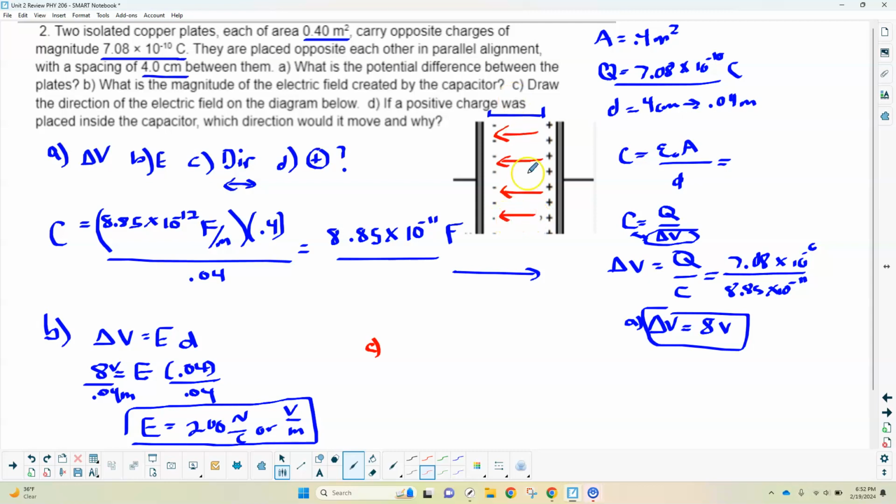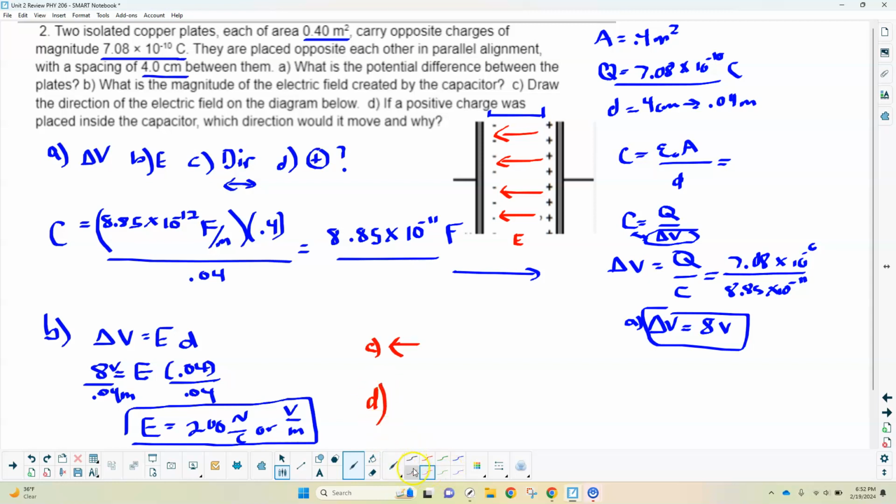So they should be equally spaced because it's a uniform electric field. So those lines is what you would draw in if this was your question. So it's going to the left. They're going to the left. Okay. Part D asks if you put a positive charge.